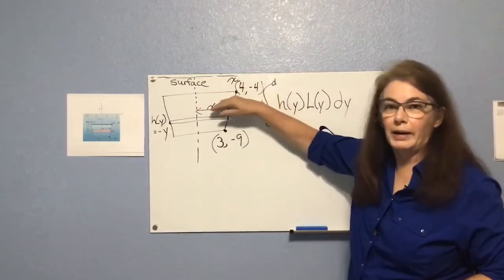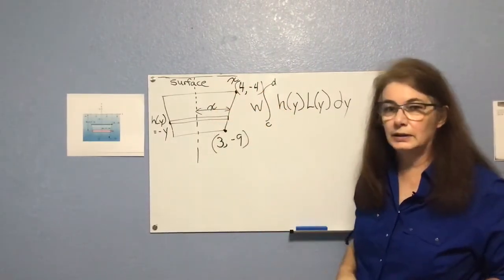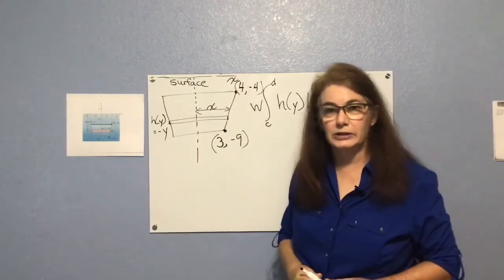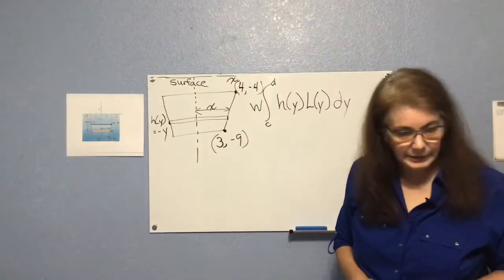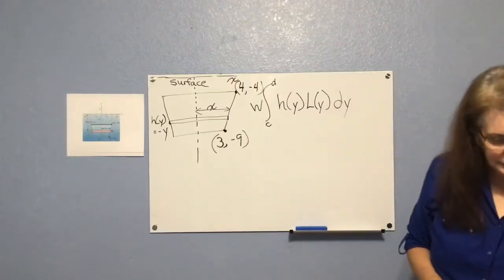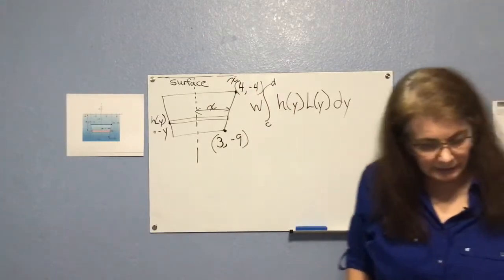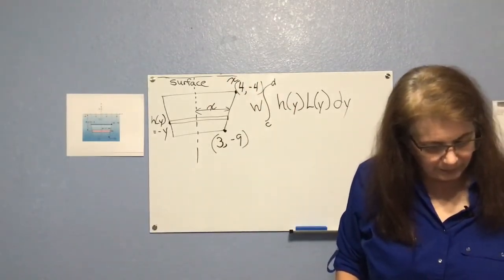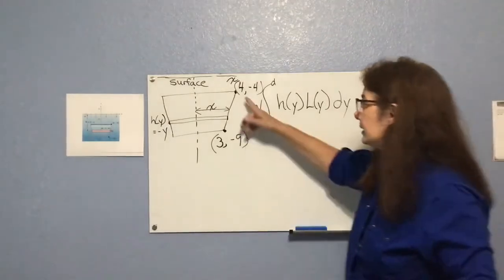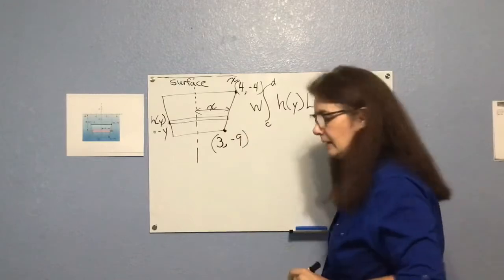I could put my x-axis right at the top of the door, which would change my calculation some, but I would get the same answer. So for right now, I'm just going to leave that up at the surface of the water. Okay, the first thing I need to do, I need to find the equation of this line.